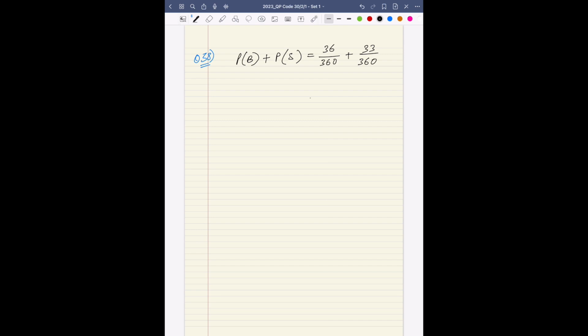So denominator is same. So 36 plus 33 will become 69 divided by 360. Divide by 3. So 23 over 120. This is your probability of her traveling by bus or ship. Okay, this is your answer. 23 is a prime number, so it cannot be simplified further. Okay, this is one. Question number two.